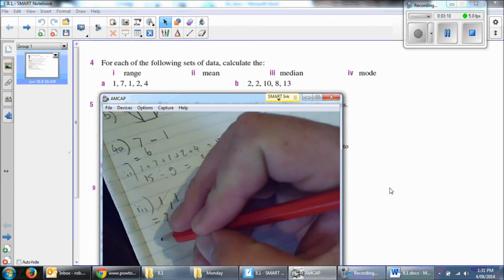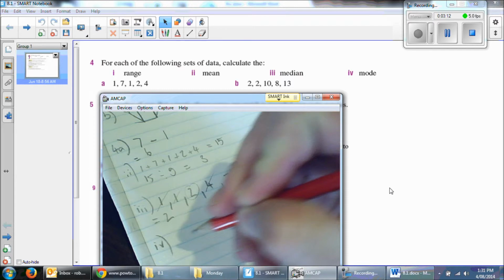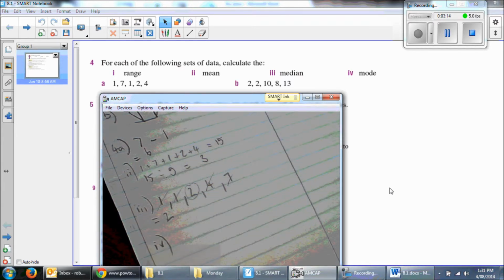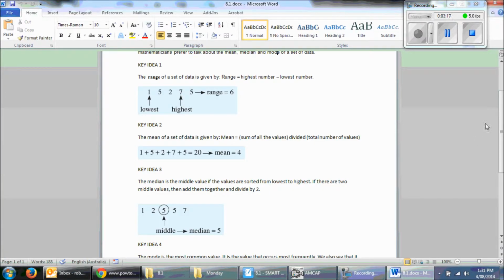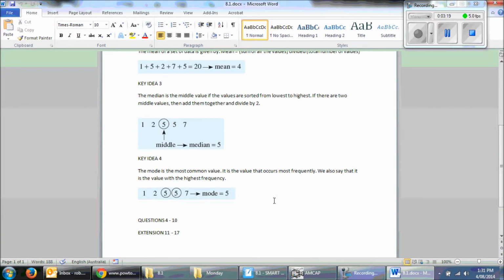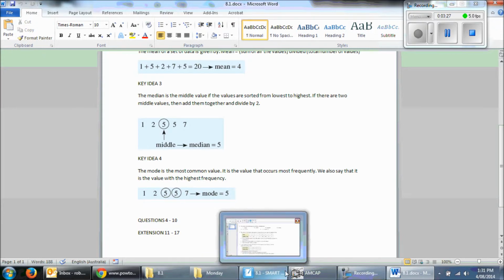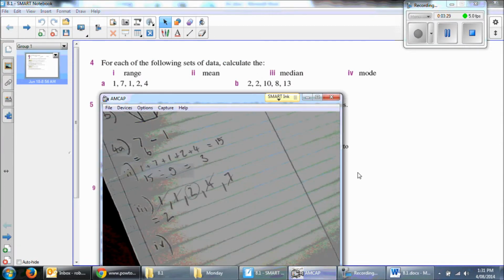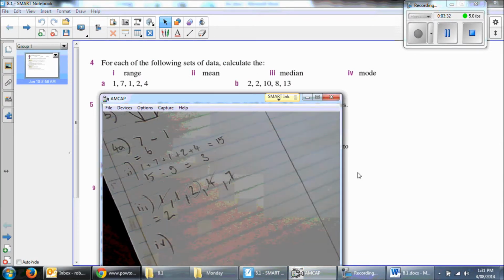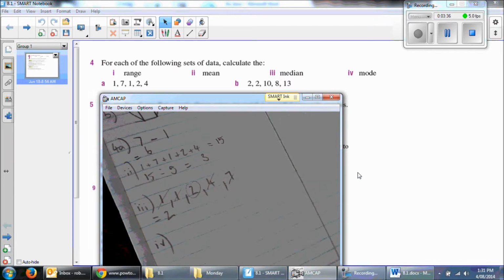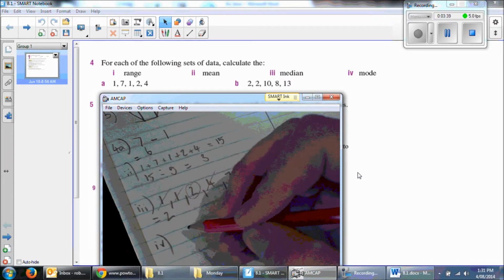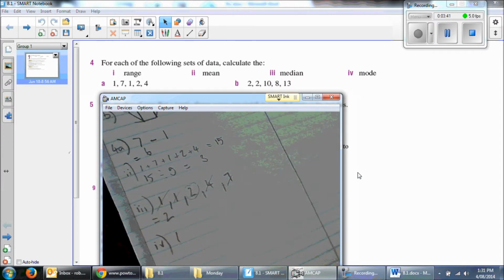And lastly, we need the mode. Go back to key ideas once again. The mode is the most common value. It is the value that occurs most frequently. We also say that it is the value with the highest frequency. It is possible to not have a mode. If you have a set of numbers where no number repeats more than once, then you don't have a mode. In this instance, 1 has repeated twice, so 1 is our mode.